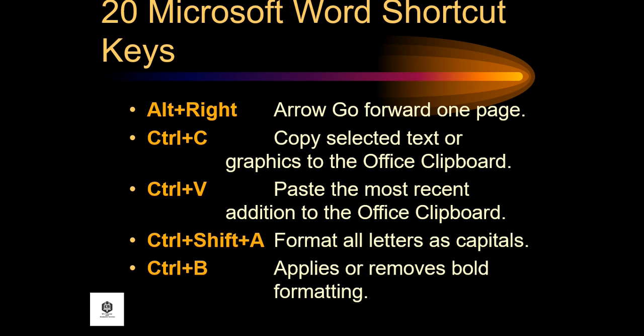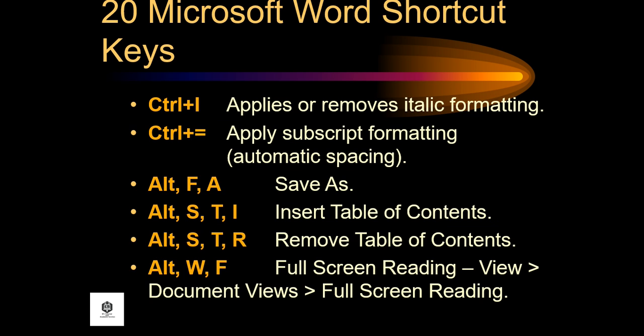Ctrl B, applies or removes bold formatting. Ctrl L, applies or removes italic formatting. Ctrl equals, applies subscript formatting or automatic spacing. Alt FA, save as. Alt STI, insert table of contents. Alt STR, remove table of contents.